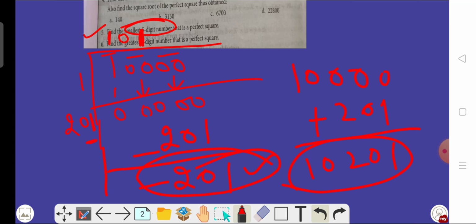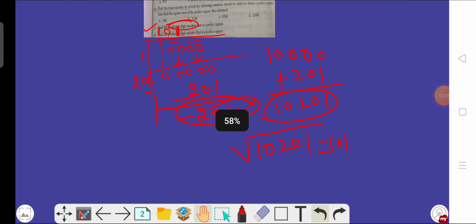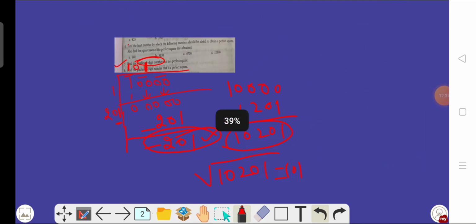And this is the perfect square number, and the square root of this number is equal to 101. That is the quotient. That is the quotient in this division.